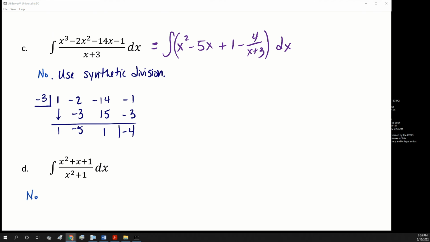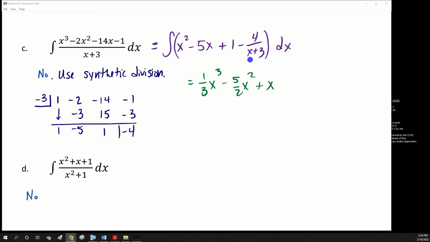So now I can just integrate each term. So the first few terms, we're just doing the power rule for integration. Right. Now when we get to this one, it's a little bit sketchy. We have to be careful.